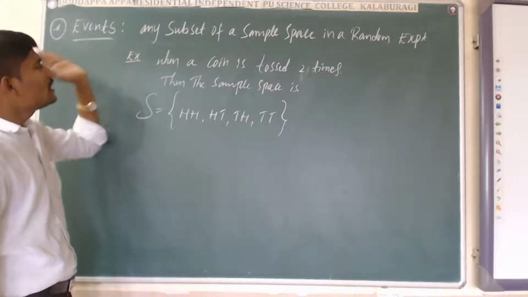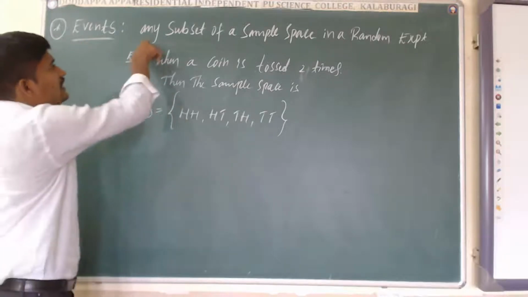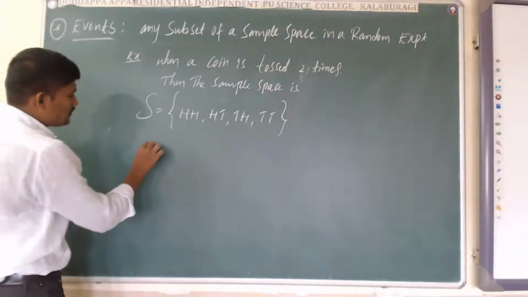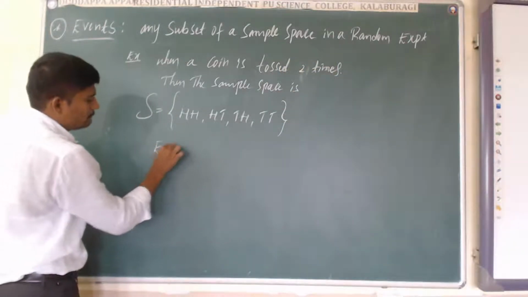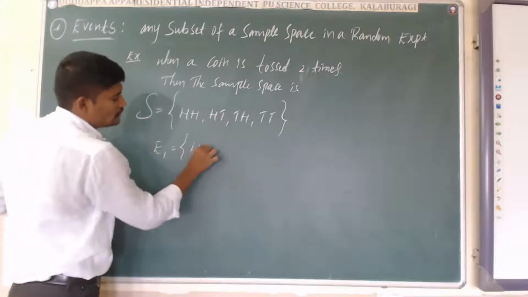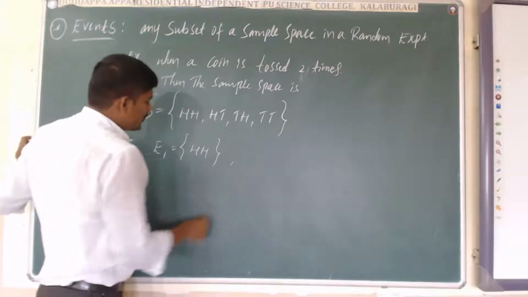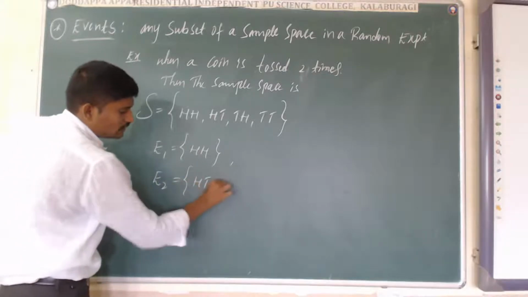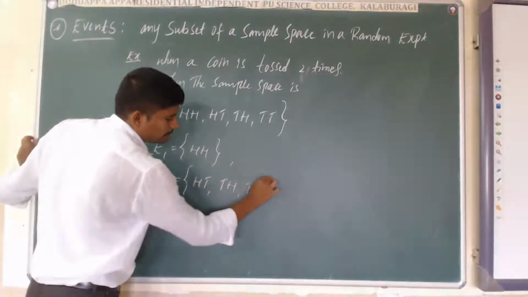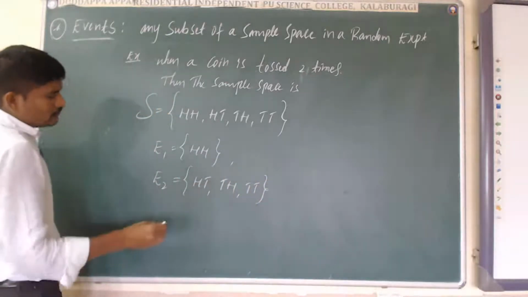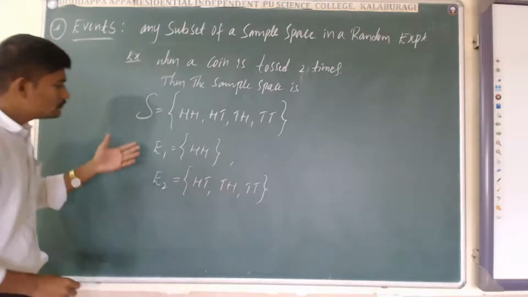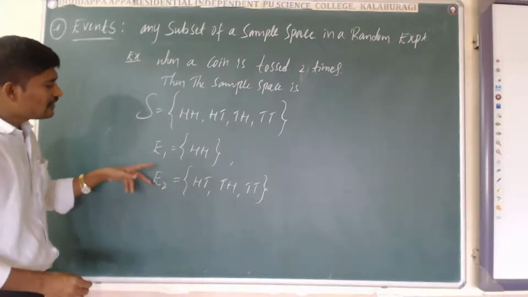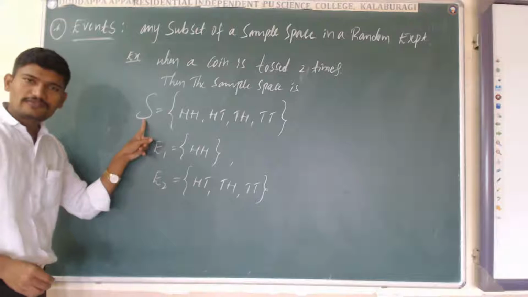What are events? Events are nothing but any subset of a sample space in a random experiment. Here I am taking E1, HH. Here I will be taking E2, HT, TH, TT. So E1 and E2, these are subsets of the given sample space.